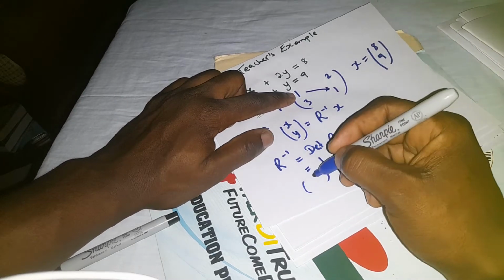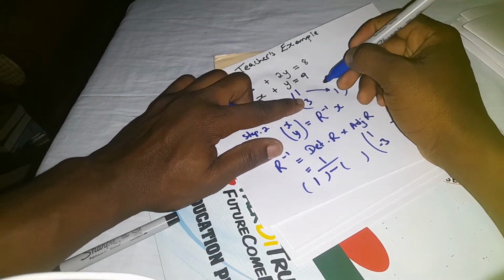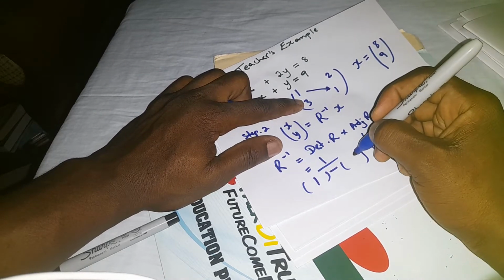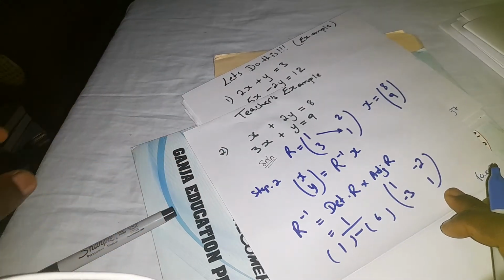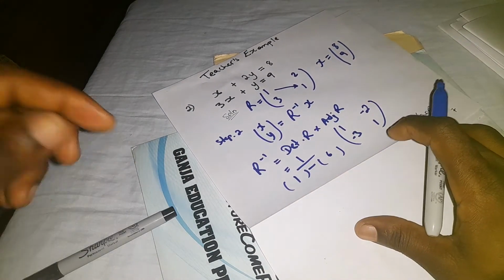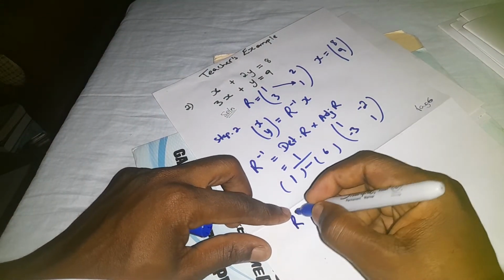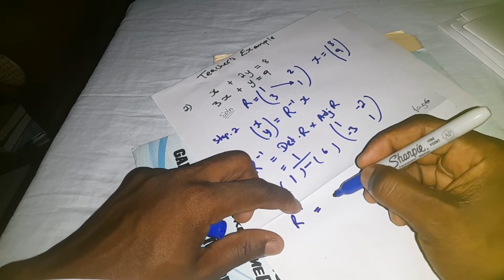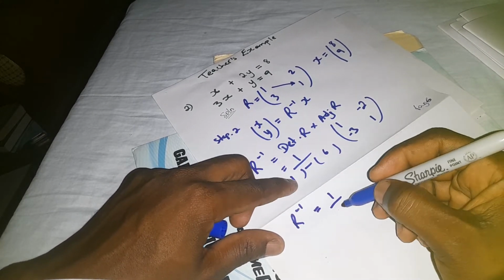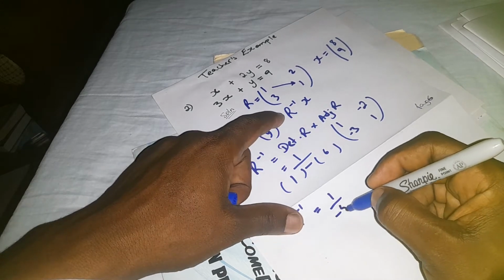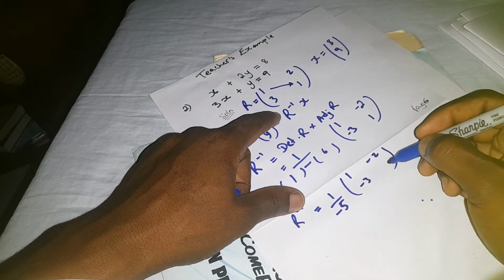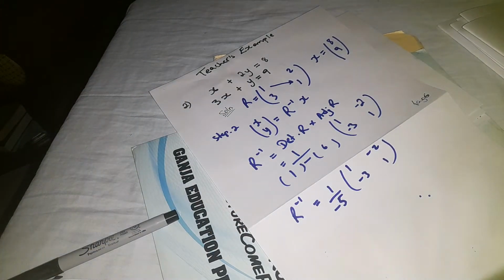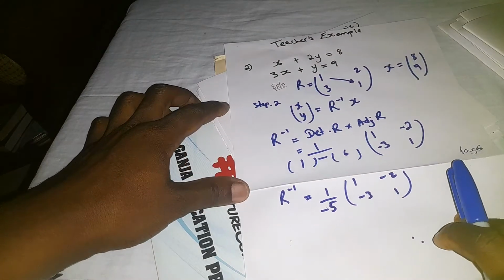Remember, multiply leading coefficients. 1 times 1, 1. And 3 times 2 is what? 6. So tidy up now. Let us tidy up. Therefore, the inverse equals 1 minus 6 is what? 1 minus 6 is minus 5. 1, 2, 3, 1. So that is the inverse. That is the inverse. Look at it carefully.